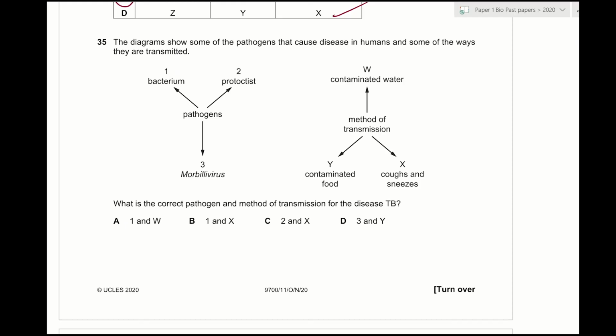Question number 35. The diagram shows some of the pathogens that cause disease in humans and some of the ways they are transmitted. What is the correct pathogen and method of transmission for the disease tuberculosis? So the pathogen of tuberculosis is Mycobacterium tuberculosis. And it is a bacterium that's transmitted by airborne droplets. So airborne droplets is also coughs and sneezes. Therefore, the answer is going to be B.